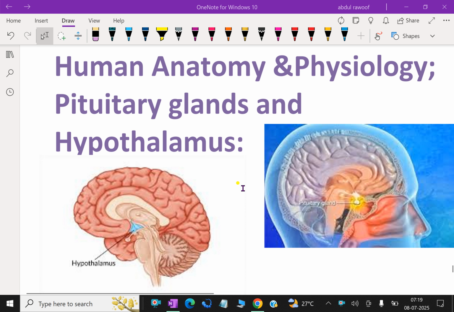In human anatomy and physiology, let us discuss the pituitary gland and hypothalamus. The pituitary gland and the hypothalamus act as a unit regulating the activity of most of the other endocrine glands.